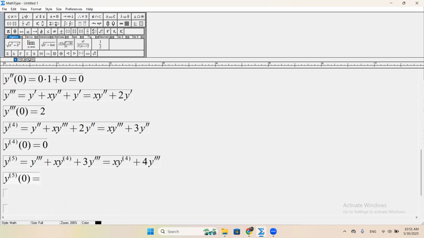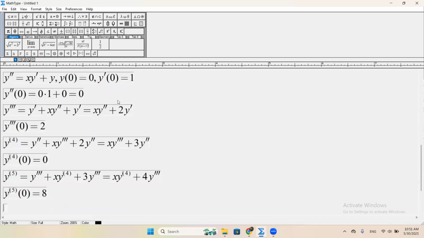So the fifth derivative at point 0 equals 8. So we have already three first non-zero terms. So y prime from 0 equals 1. So the third derivative equals 2, and the fifth derivative equals 8.